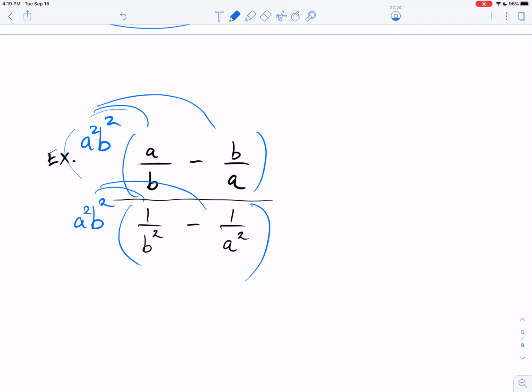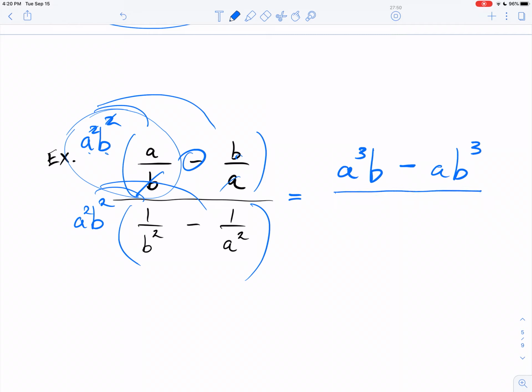This first one, when I multiply it here, I will get one of these b's to cancel one of those b's, which will give me a cubed b minus one of these a's is going to only knock out one of those. So ab squared times b, I'm going to get a b cubed.